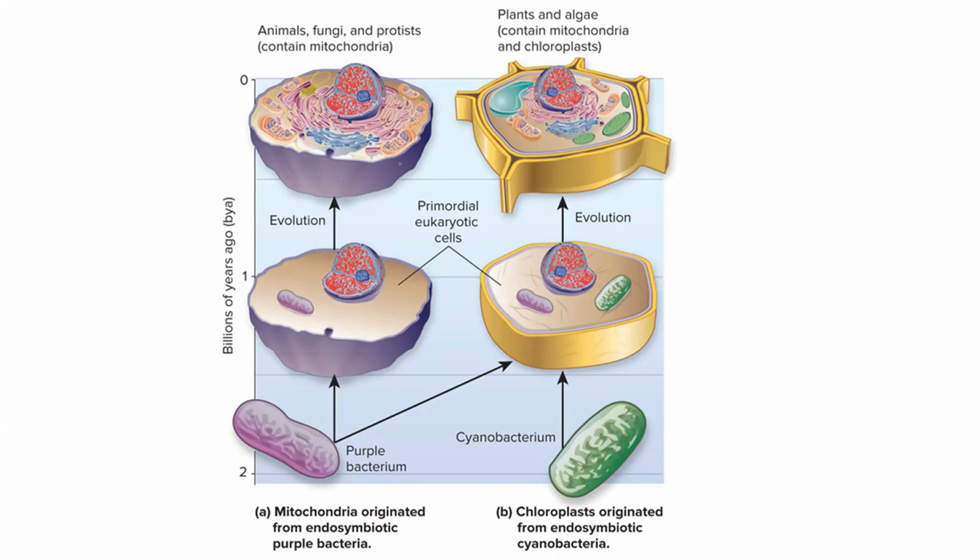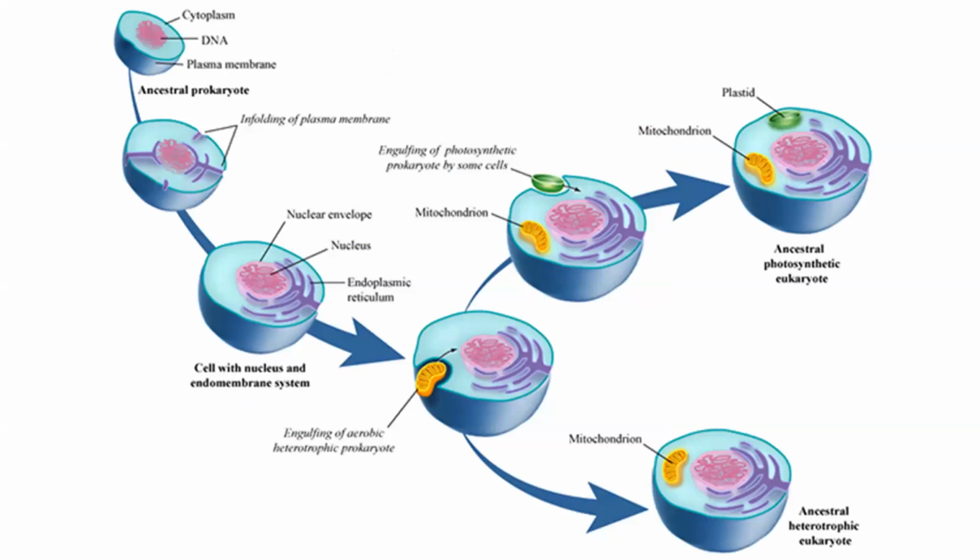This endosymbiotic relationship between the pre-eukaryotic cells and the prokaryotic cells would eventually become the mitochondria and the chloroplast. Just to give you a little bit to think about. It's really, really cool. So you can see again, going through the ancestral history and the way that they basically became a part of our present day eukaryotic cell.